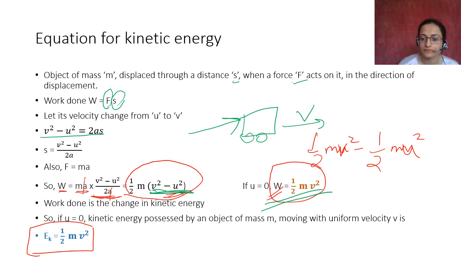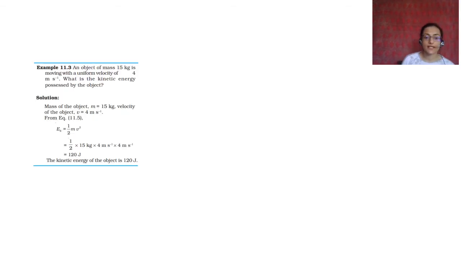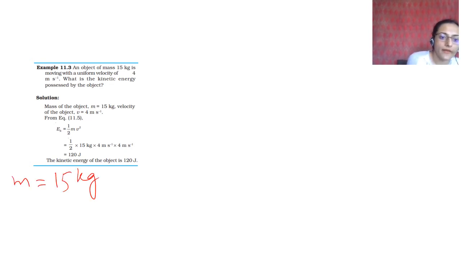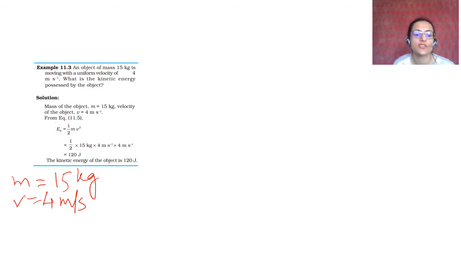Okay, so this is an example. These are a couple of examples. An object of mass 15 kg is moving with a uniform velocity of 4 meter per second. Okay, what is the kinetic energy possessed by that object? Simple, half mv square, moving with a uniform velocity.